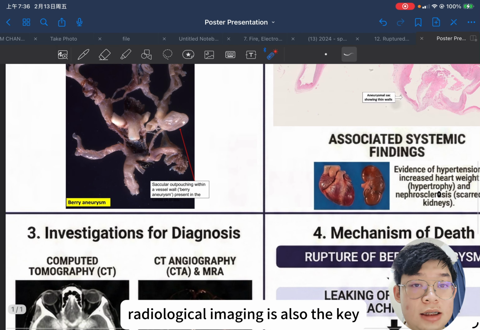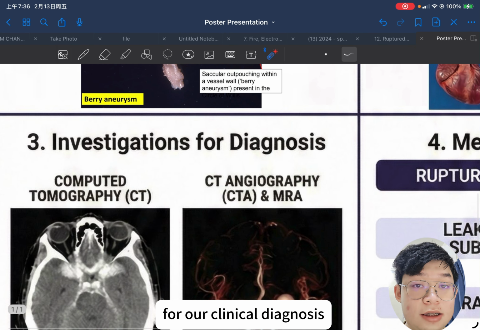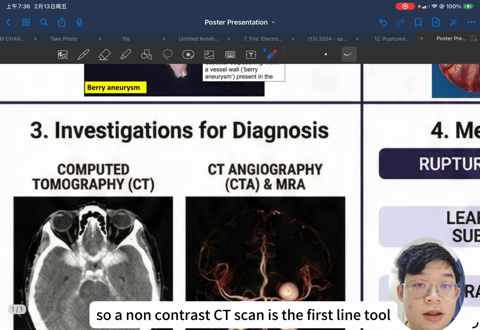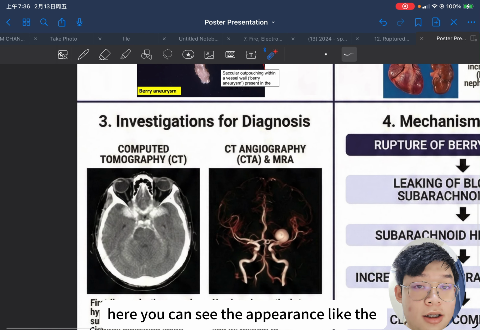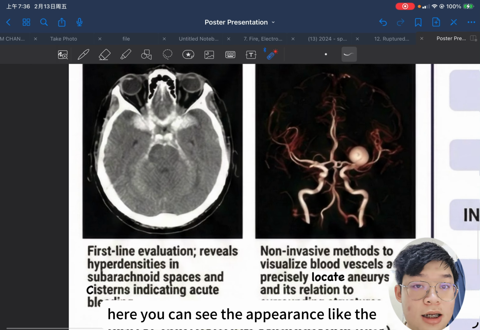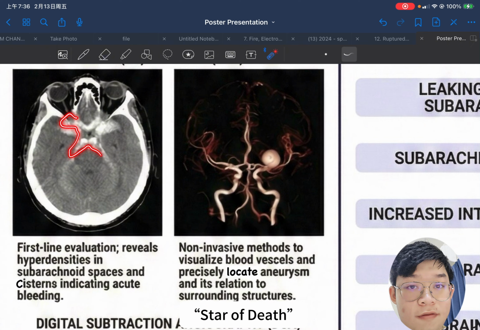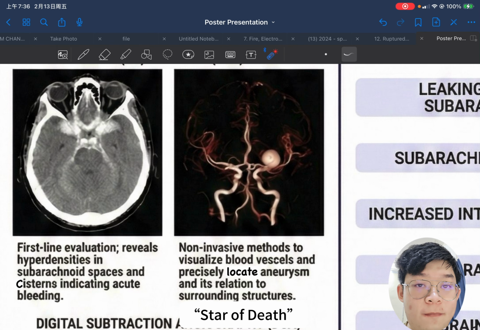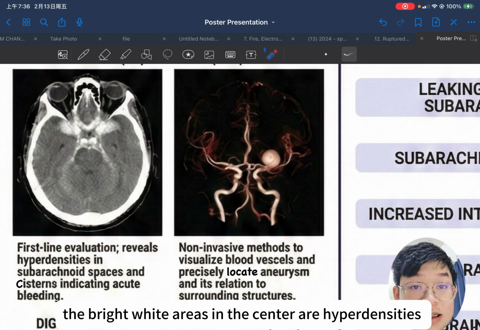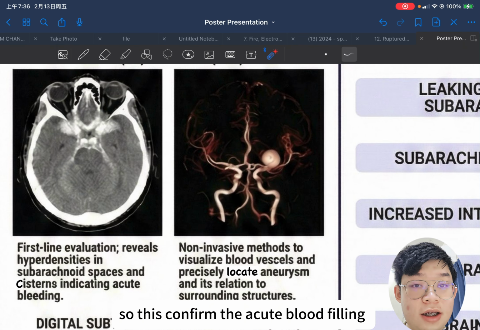Radiological imaging is also key for our clinical diagnosis. So a non-contrast CT scan is the first line tool. Here, you can see the appearance like the star of death. The bright white area in the center is hyperdensity. So this confirms the acute blood filling the basal cisterns.